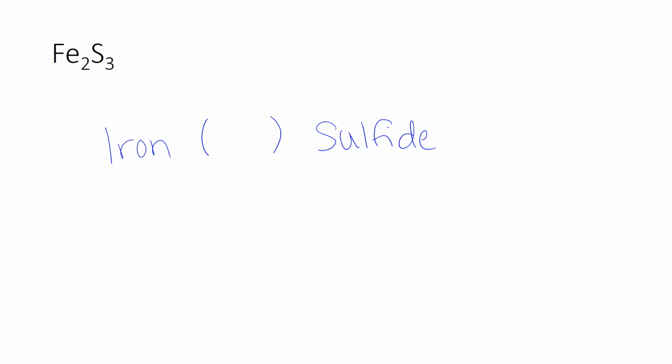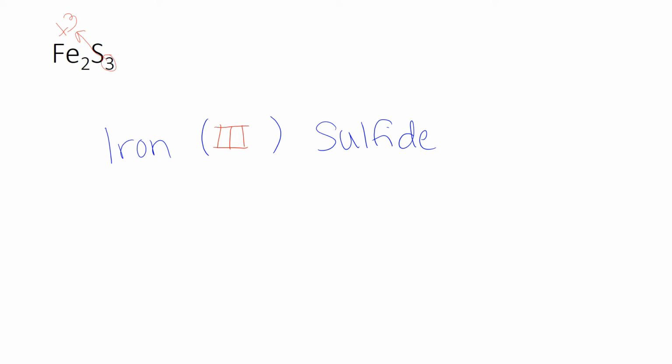Another thing to keep in mind when you're trying to figure out if I'm talking about iron 2 or iron 3 is to reverse the subscript. So this subscript originally was the charge of iron, and I dropped and swapped that. So this iron has a charge of 3, so I put in my Roman numerals that it is in fact iron(III) sulfide.